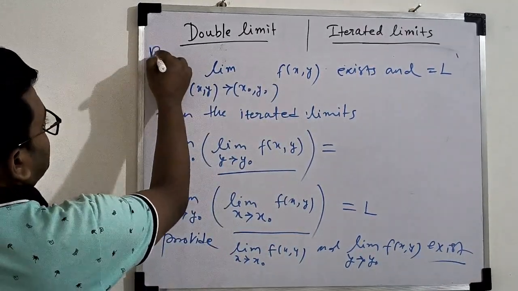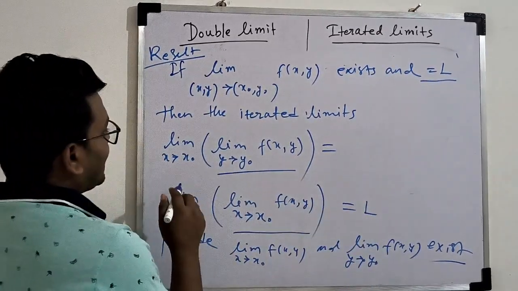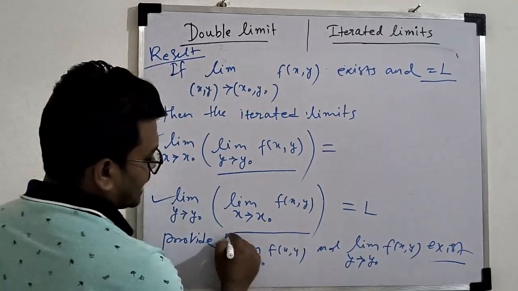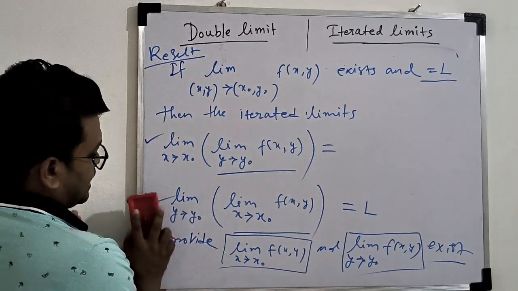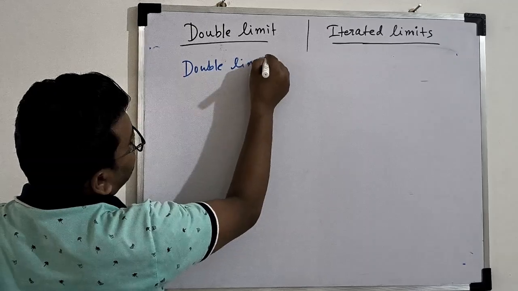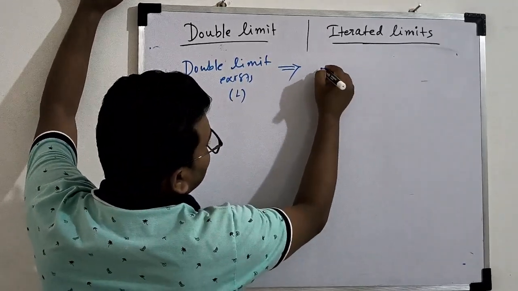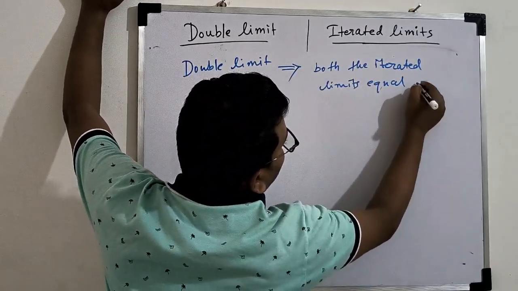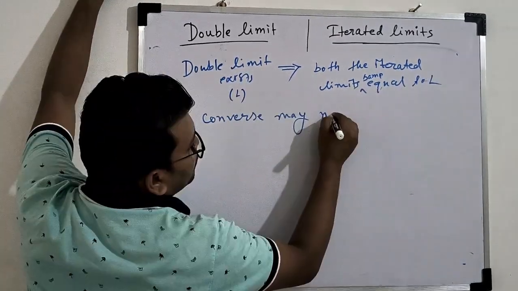So this result tells us that if the double limit exists and equals L, then the two iterated limits are equal and equal to L, provided these two limits exist. So this is the result, and we discuss some consequences from it. The result shows that if the double limit exists and equals L, then both the iterated limits are the same and equal to L, but the converse may not be true.